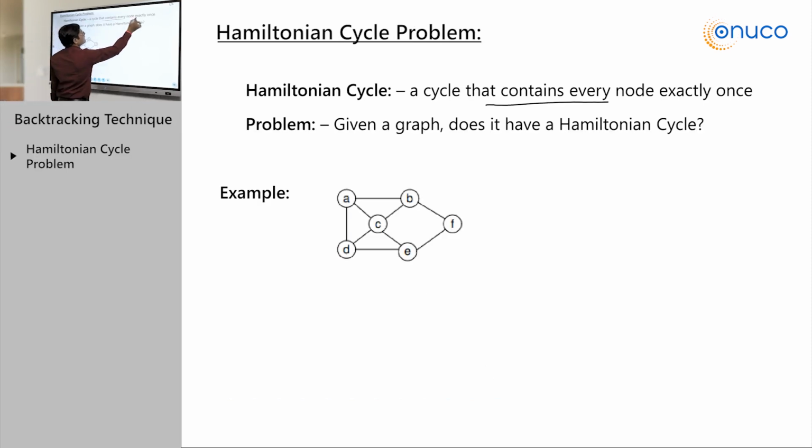A Hamiltonian cycle is a cycle that contains every node exactly once. Problem: given a graph, does it have a Hamiltonian cycle or not? What happens in the given scenario? We are going to check whether a Hamiltonian cycle is there or not. It means you are going to use backtracking and see whether we really have a Hamiltonian cycle or not. But the basic idea is that we are not going to repeat any vertex except the starting vertex. So let us see how you are going to solve this problem.